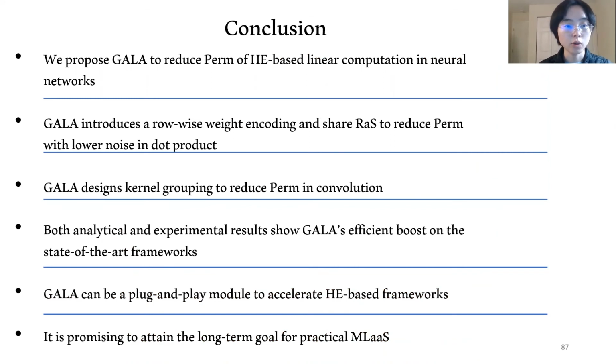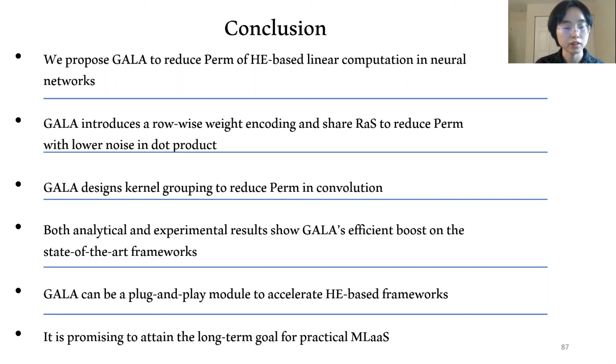In conclusion, we propose GALA to reduce the Perm operations of HE-based linear computation in neural networks. We introduce a row-wise weight encoding and a shared RAS to reduce the Perm with lower noise in dot product. And we design kernel grouping to reduce the Perm in convolution. Both analytical and experimental results show GALA's efficient boost on the state-of-the-art frameworks. GALA can also be a plug-and-play module to accelerate other HE-based frameworks.